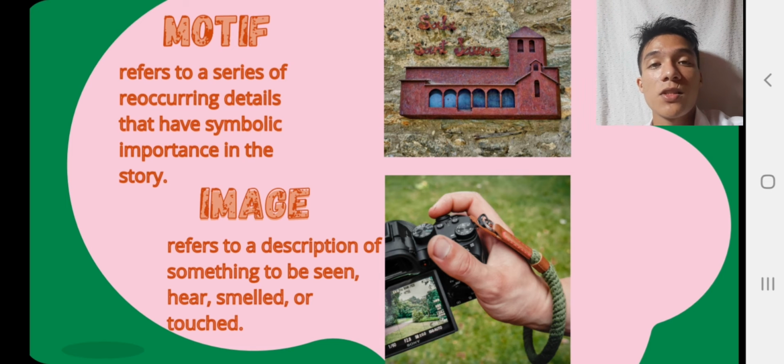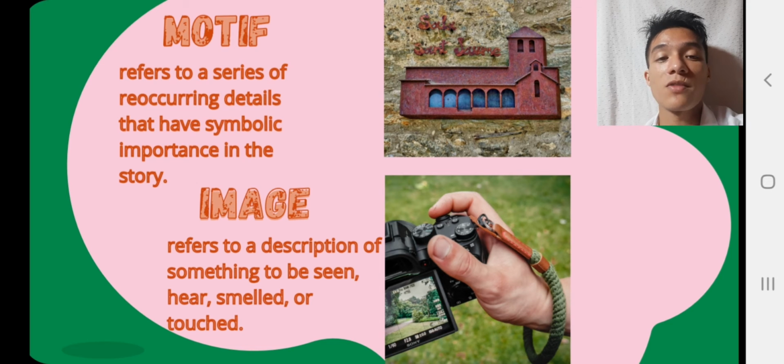Motif refers to a series of recurring details that have symbolic importance in the story. For example, the fire motif or the motif of masks in Lord of the Flies. And then image refers to the description of something to be seen, heard, smelled, and touched.